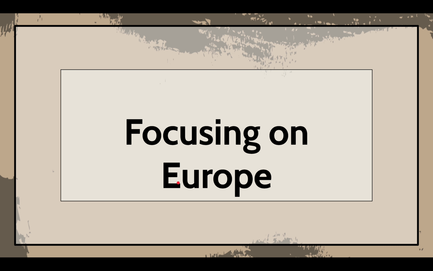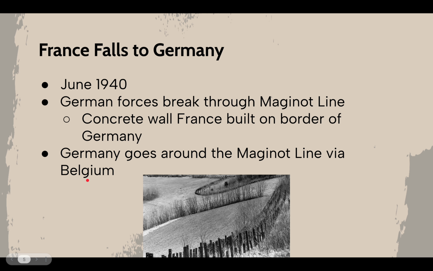All right, so we talked about Japan the last 2 times. Now let's switch our focus back to Europe a little bit. In June of 1940, France falls to Germany. German forces break through the Maginot Line, which was a concrete wall that France had built in order to keep Germany from crossing the border.